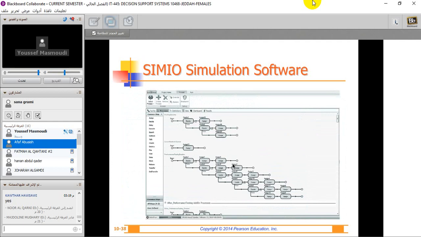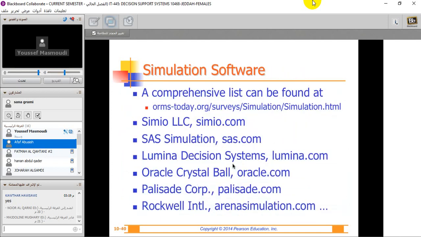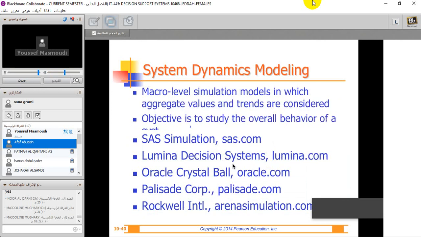Okay, here more details about the Simio simulation software. A comprehensive list of simulation software can be found at that address: Simio, SAS Simulation, Lumina Decision Systems, Oracle Crystal Ball, Palisade Corporation, Rockwell International.